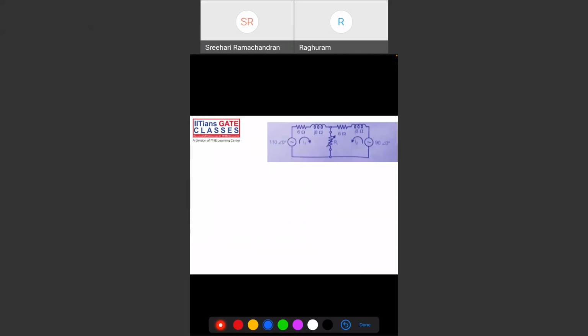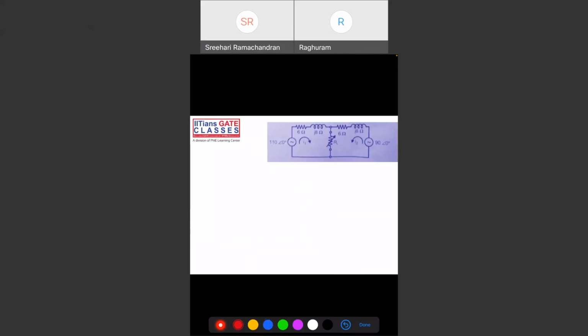Two AC sources feed a common variable resistive load as shown in the figure. Under maximum power transfer condition, the power absorbed by the load resistor RL is dash. You have to find the power absorbed by the load resistance RL. How to do this? You have to find the Thevenin's equivalent, V Thevenin and Z Thevenin here, right? Let me do this for you.